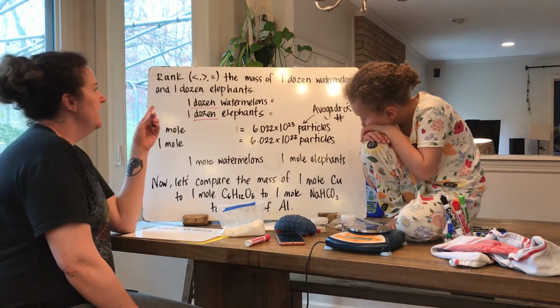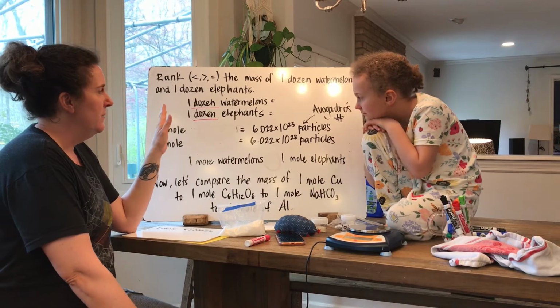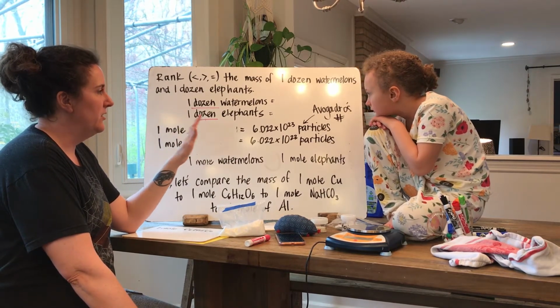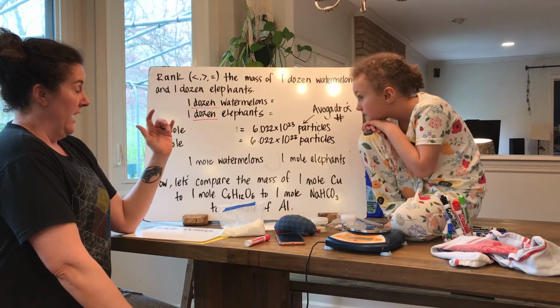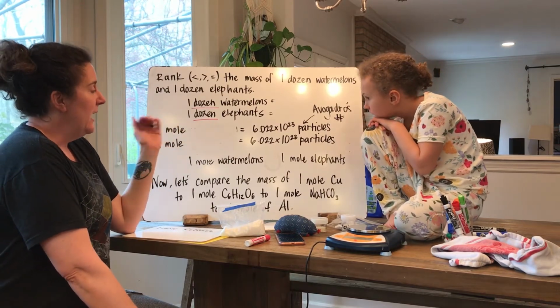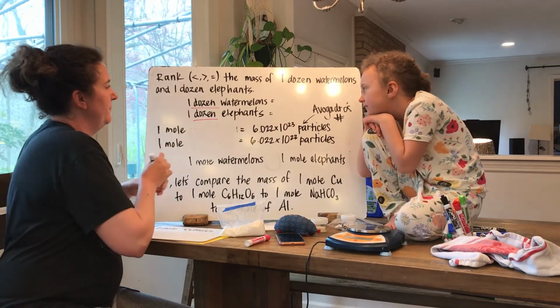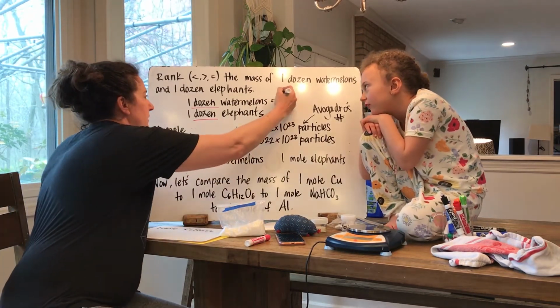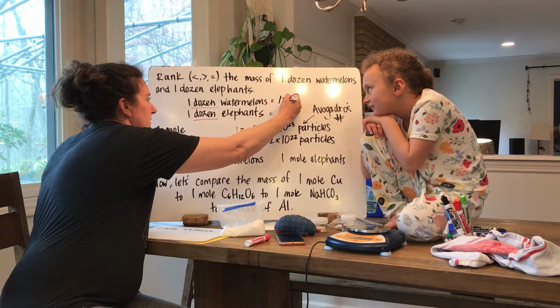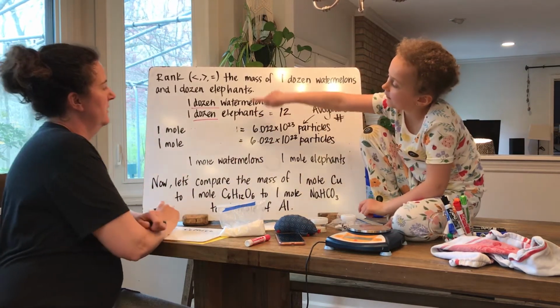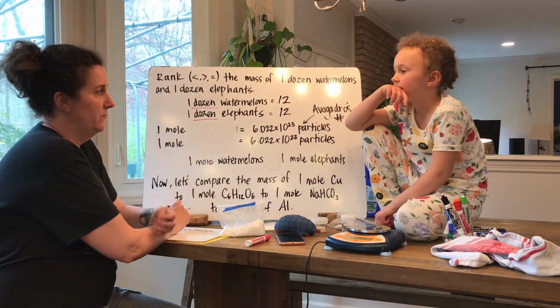So let's go ahead, Livy, and we're going to rank mass of watermelons and mass of elephants. But let's start with this. When I use the word dozen, how many watermelons are in a dozen? 12. Yep. And elephants is 12 also. So what's the same when we compare elephants to watermelons? 1 dozen. They're 12, yeah.